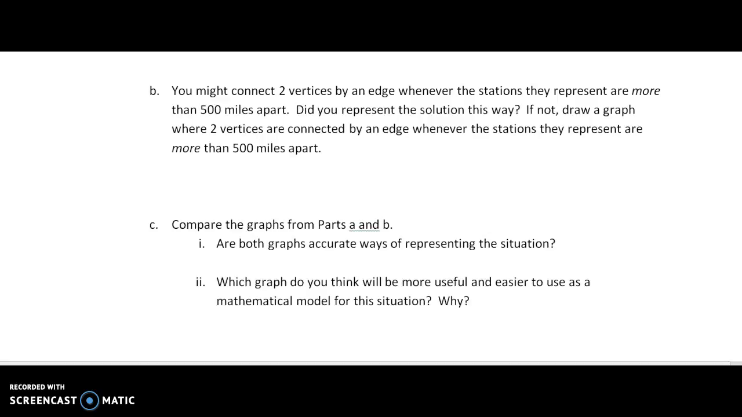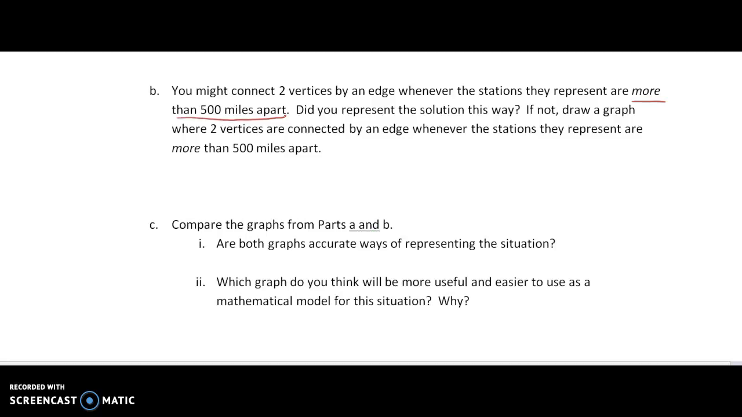So if you let your edges represent, or you drew your edges where your vertices or your radio stations were within that 500 miles, you are not going to draw those edges anymore. Instead, you are now connecting vertices that are greater, so more than 500 miles apart. So for instance, in the last one, if you matched my 4C, you probably did not connect T and X with an edge, those two vertices. However, here, you would connect them.